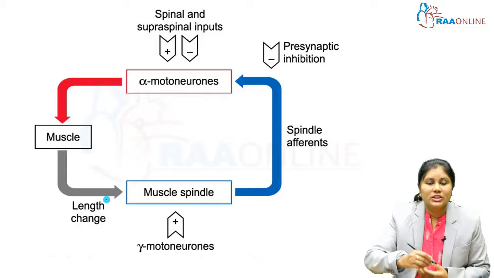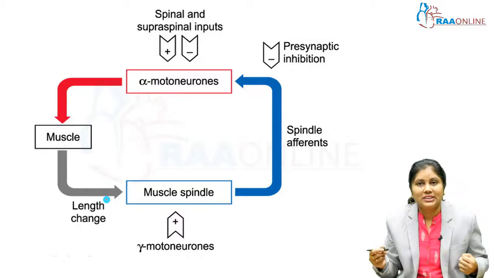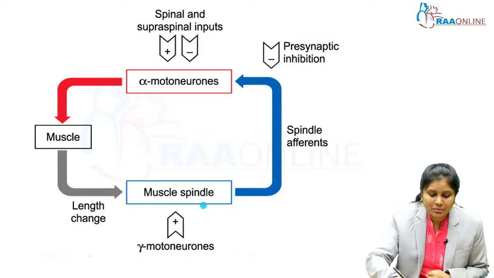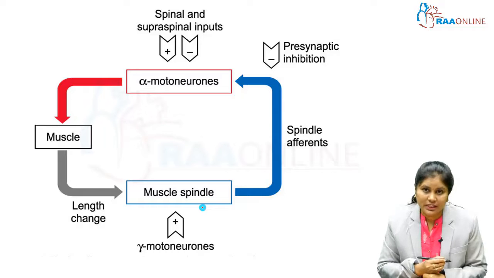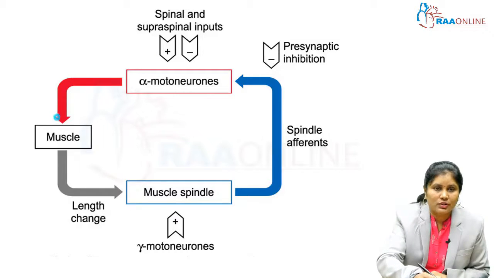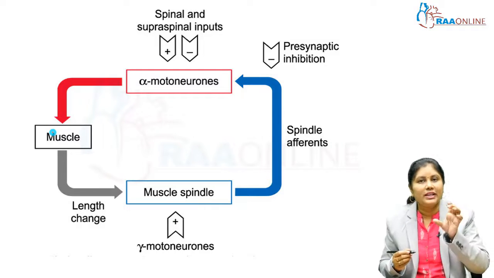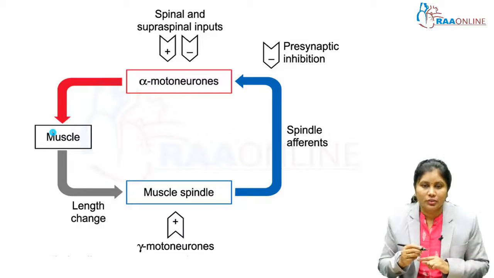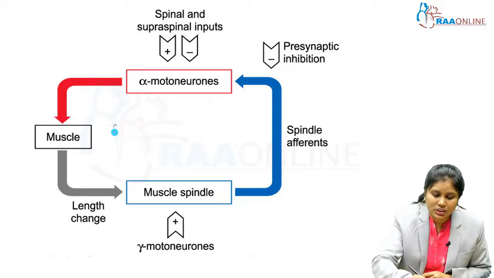The muscle will change in length. For example, when the muscle is stretched, its length is increased. Okay. So, when the muscle is stretched, what happens? The muscle spindle will get stimulated and the spindle afferents will end on the alpha motor neurons. Alpha motor neurons will cause the muscle to contract so that the length will return to its normal state. Okay. This is a feedback loop. This is the basic stretch reflex.